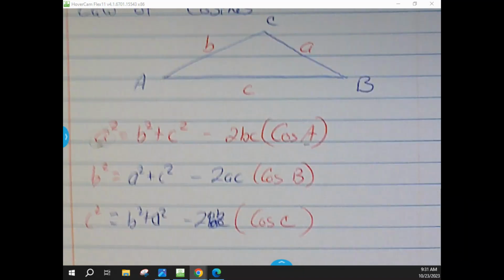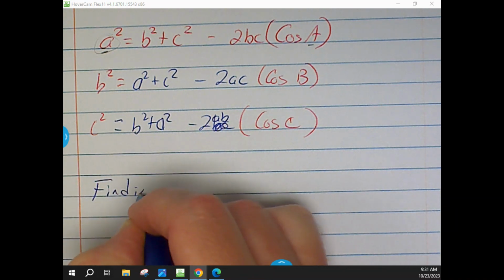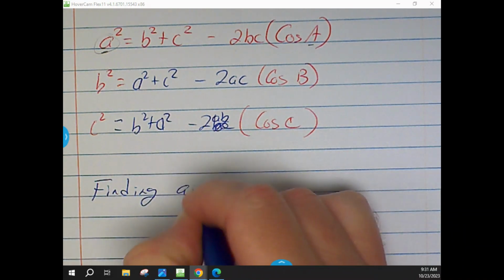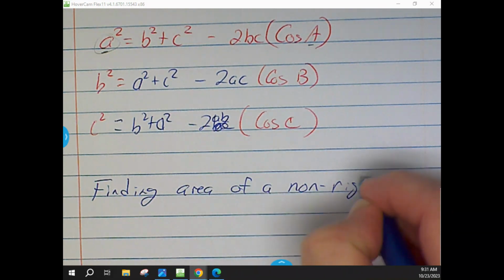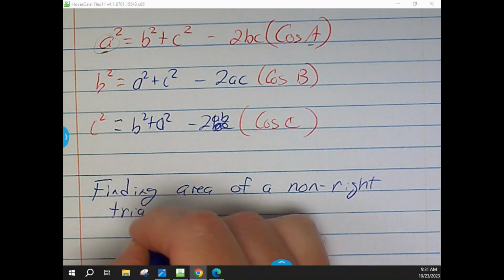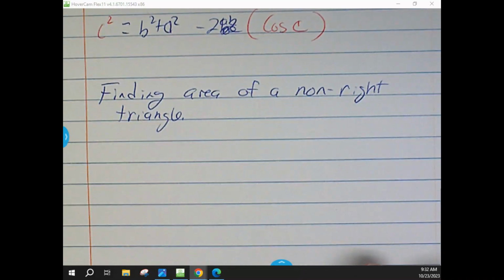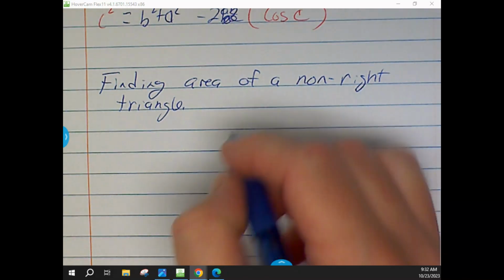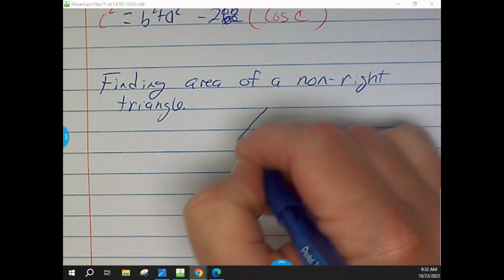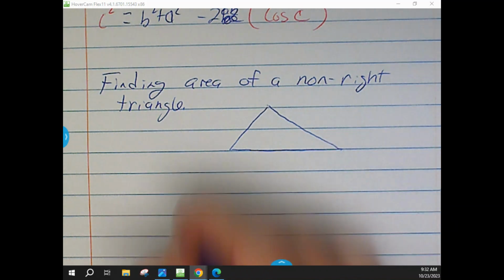Okay, and then the last thing we've got to do, and this one's kind of the neat one of the bunch, is finding the area of a non-right triangle. Because if it's a right triangle, it's really easy. It's length times width, you divide it by 2. No problem at all. This is one where, instead of this being a right angle here, this thing kicks back a little bit so that we don't have a right angle anywhere.